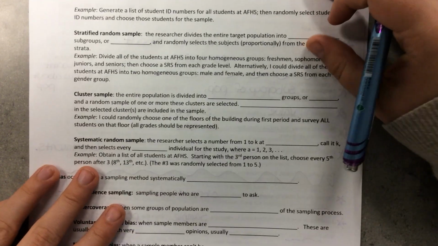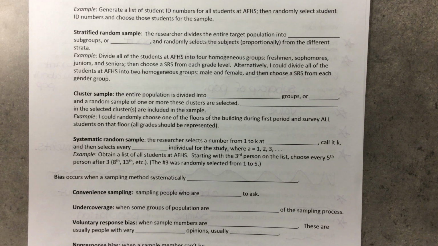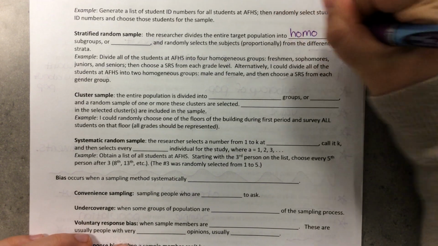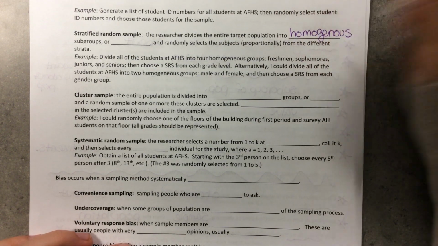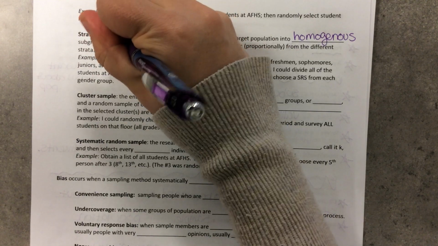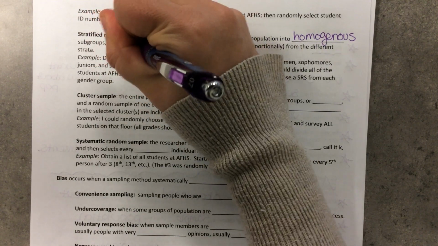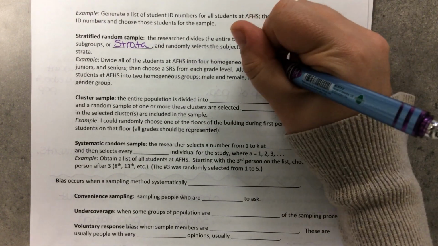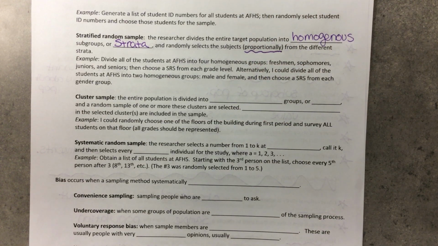There's another way we could do it, though, and it's called stratified. Stratify is just a fancy math way to say that we are going to sort. So, in a stratified sample, the researcher divides the entire population into homogeneous subgroups. Homogeneous is just a fancy word for like or same. Those subgroups are called strata. And then the researcher randomly selects the groups proportionally from the different strata. So here's what that means.